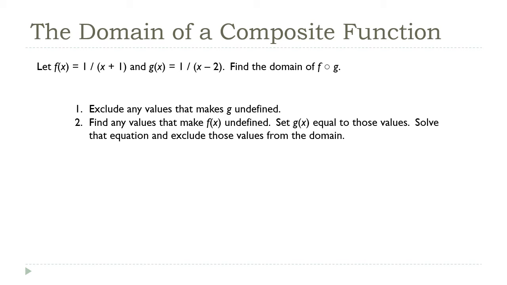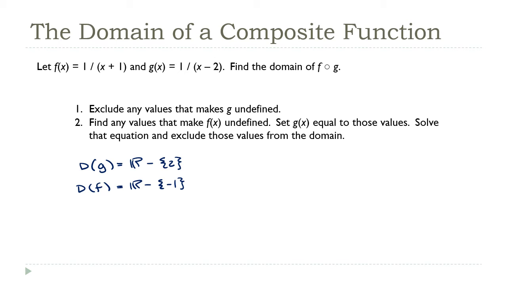All right, so let's try this out. First, step number 1, the domain of g is all real numbers except 2. 2 makes the denominator of the g function 0. The domain of f is all real numbers except -1, because -1 makes the f function's denominator 0. Okay, so now how do we find the domain?